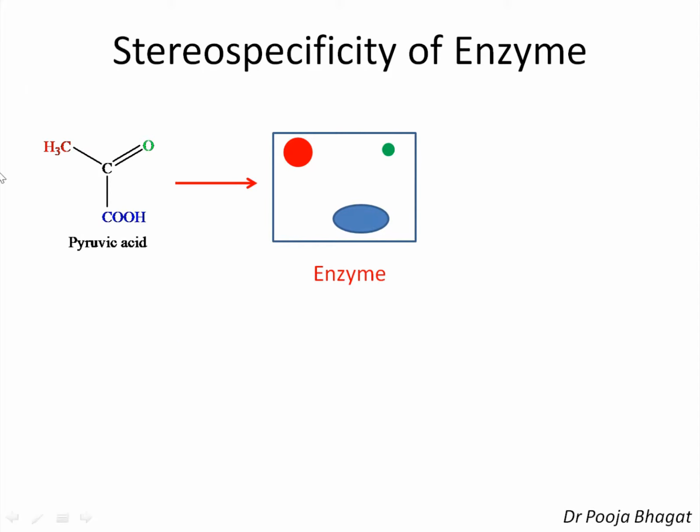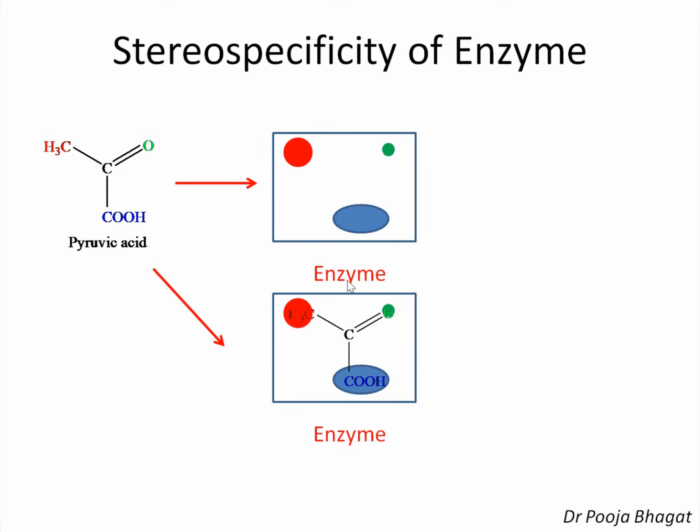Pyruvic acid. This is pyruvic acid, and pyruvic acid gets reduced to lactic acid. The reduction takes place by converting this carbonyl group into OH and H. So there is the addition of hydrogen. This is the enzyme which is acting on it. The pyruvic acid molecule fits into the enzyme in one way only. This is the way by which it can fit.